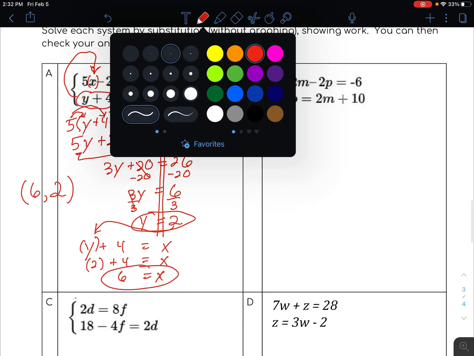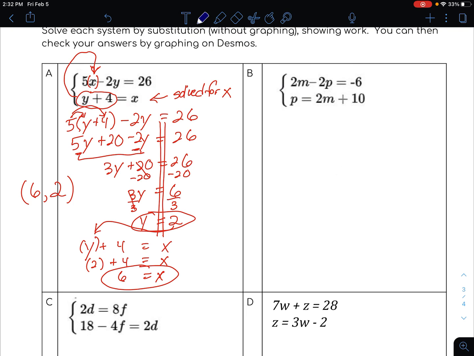All right, let's do the second one. Notice that the second equation is solved for p. And so that means I know that p is equal to 2m plus 10, so that means I can take that and put it into the first equation for p.